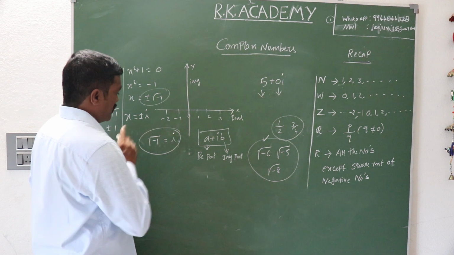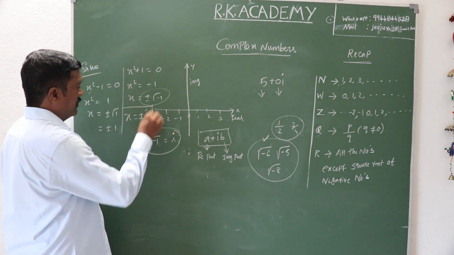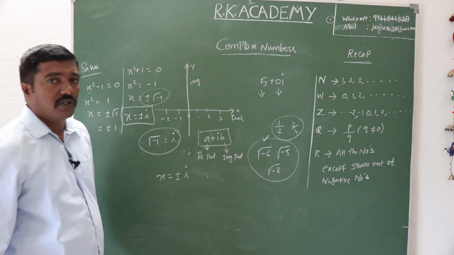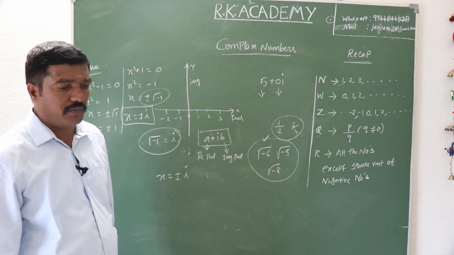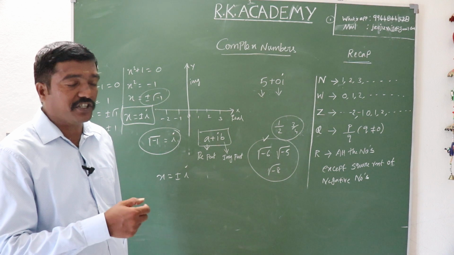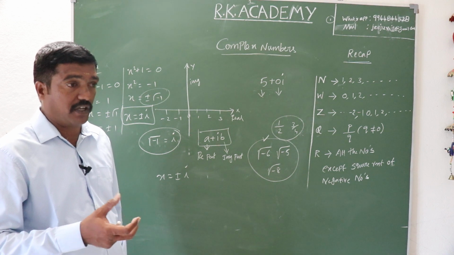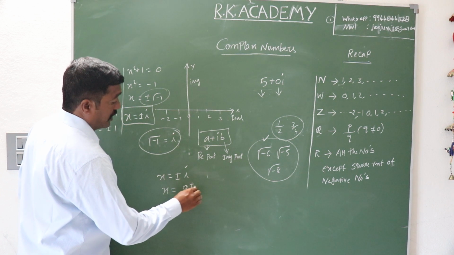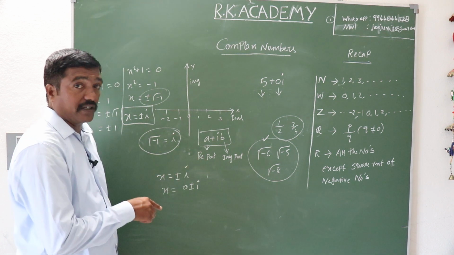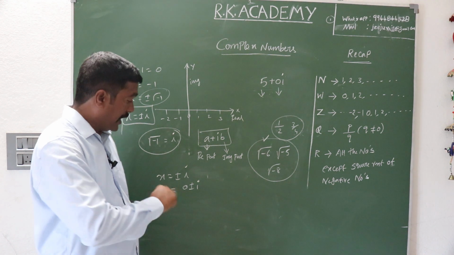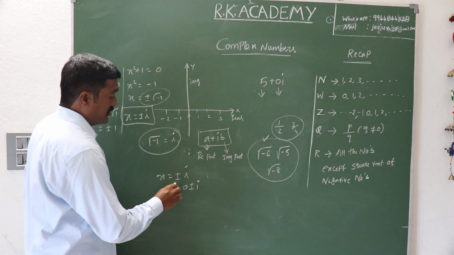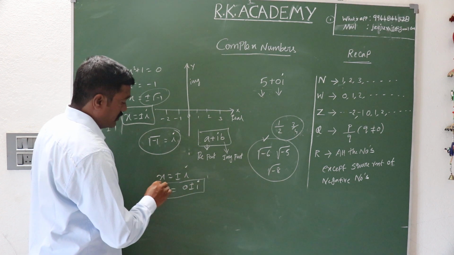Sir, what about the result x is equal to plus or minus i? Is it a complex number? While writing a complex number in the form of a plus ib, how do we write this one? x is equal to 0 plus or minus i. Here the real part is 0 and the imaginary part is 1.